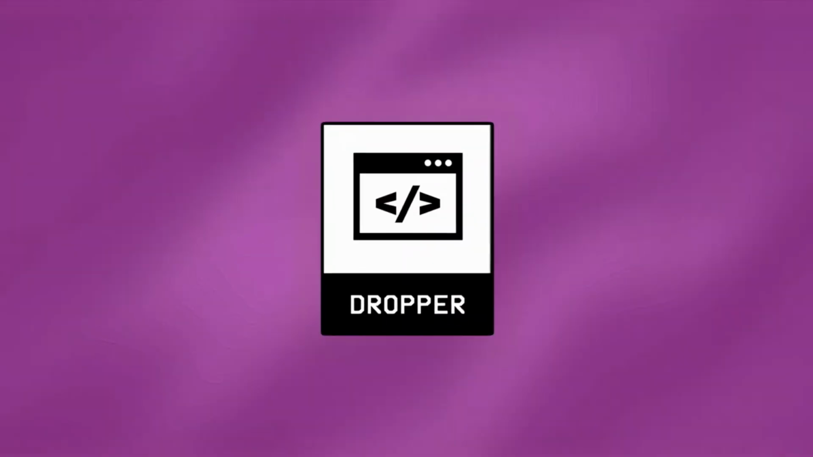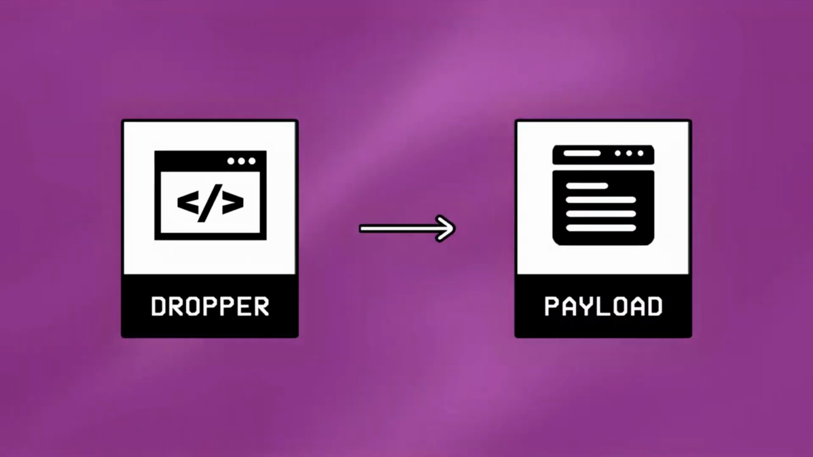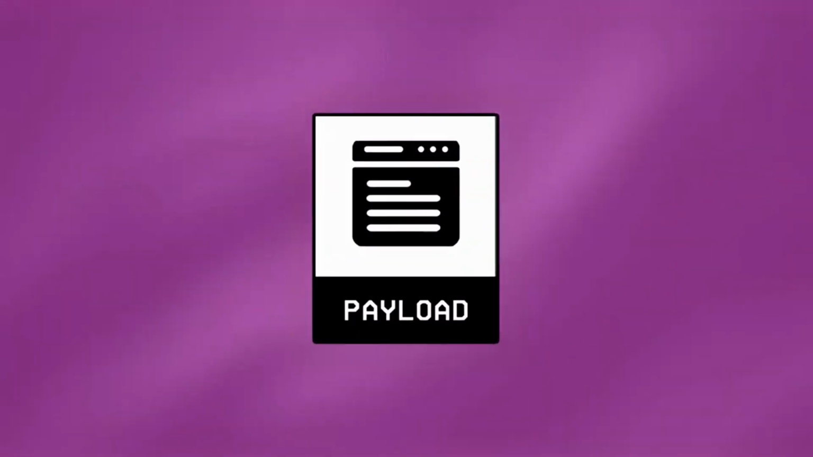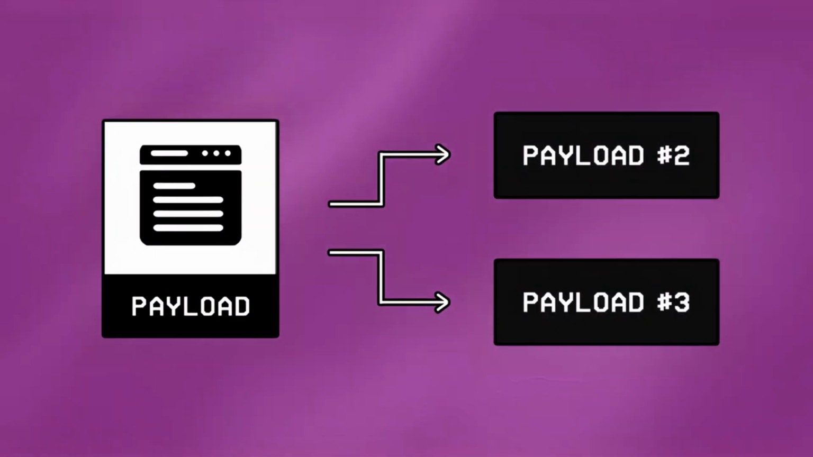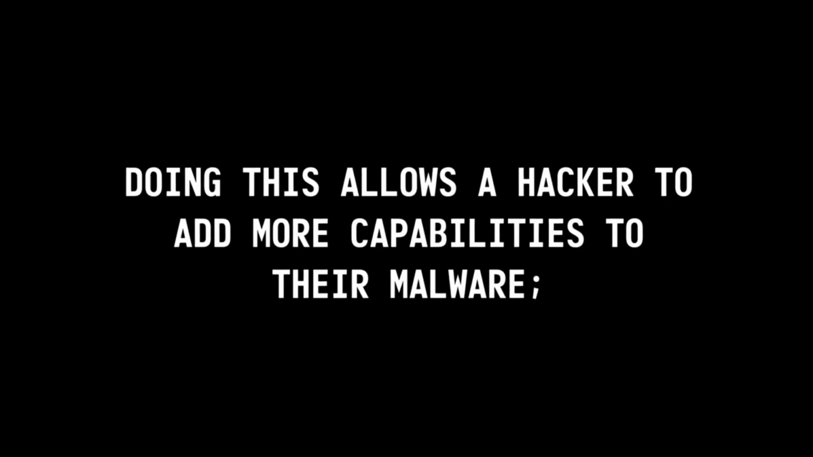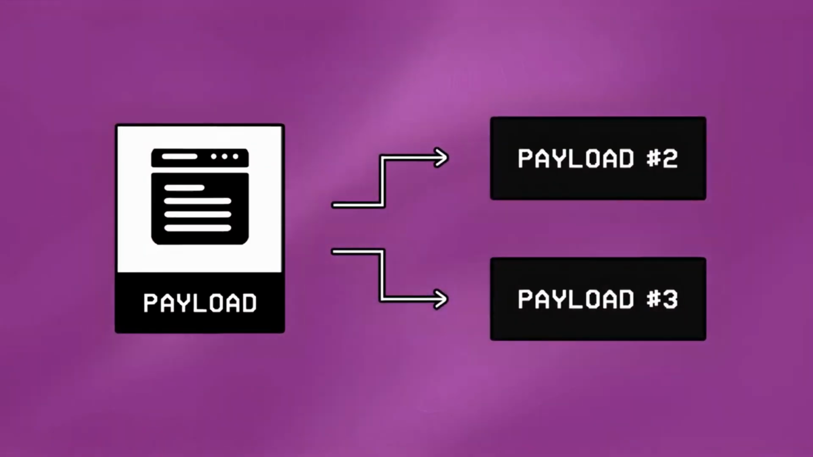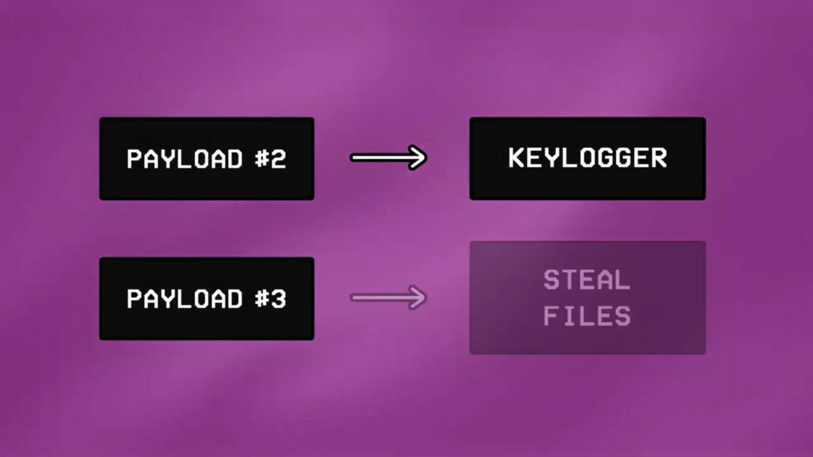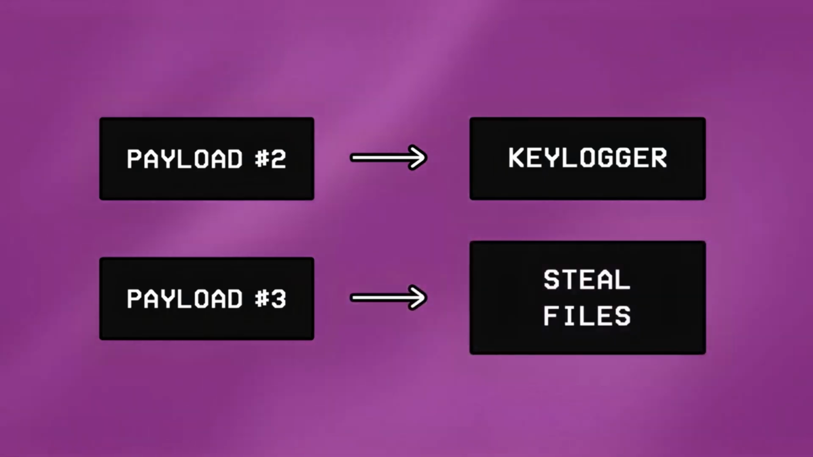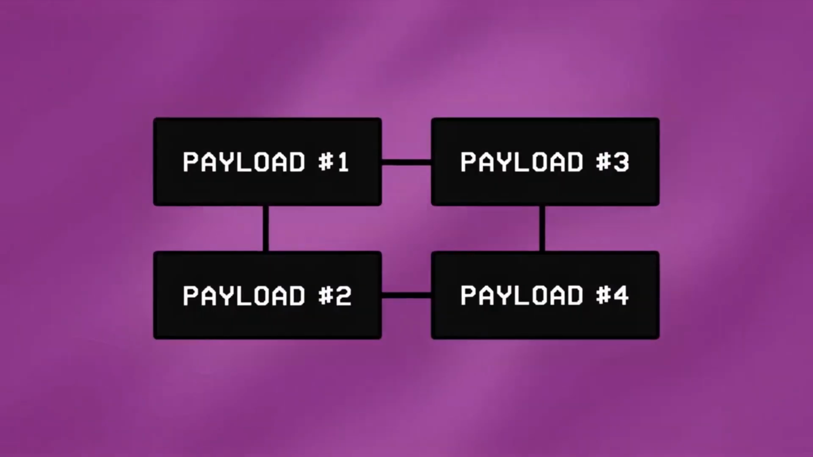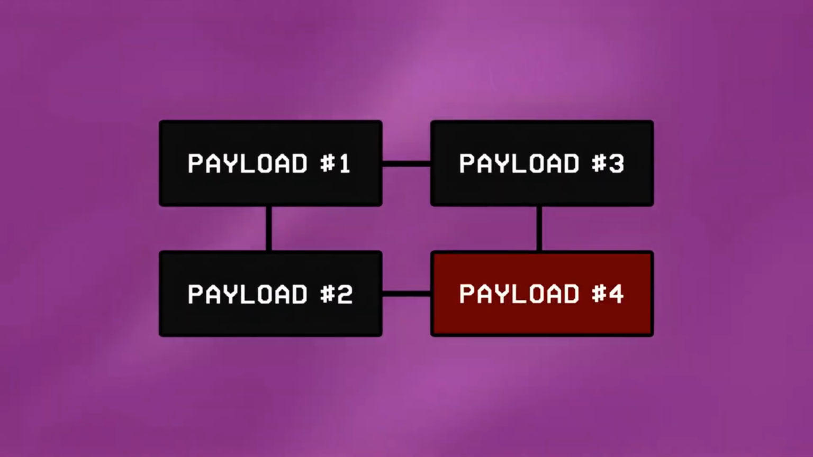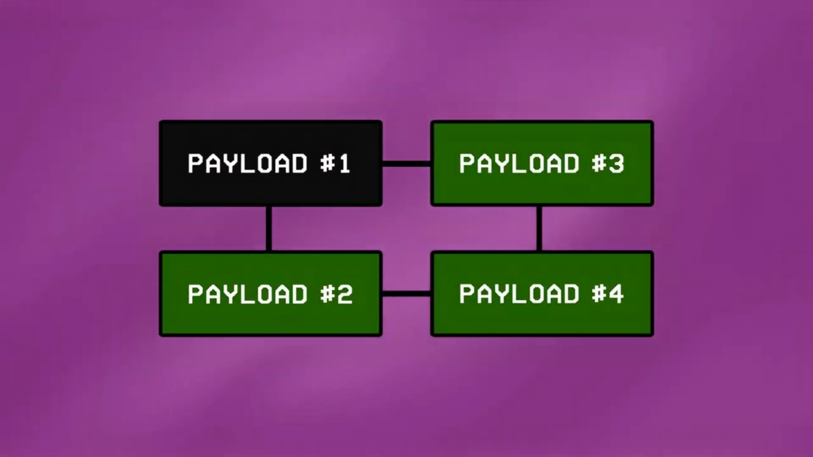So there may be an initial dropper, which installs a payload on the targeted system, but then that payload may also act as a dropper and install additional payloads later on. Doing this allows a hacker to add more capabilities to their malware, as they can include one payload having keylogging functionality, while the other one designed to steal files from the system. And since there are multiple payloads, it makes the entire malware harder to remove, as if one payload gets detected, the remaining ones can simply reinstall it.